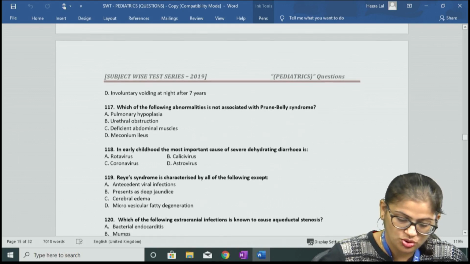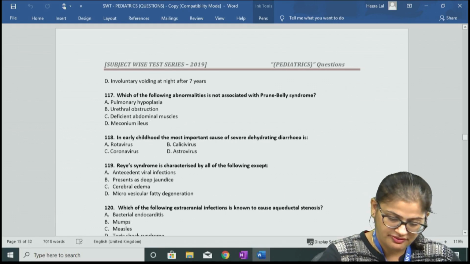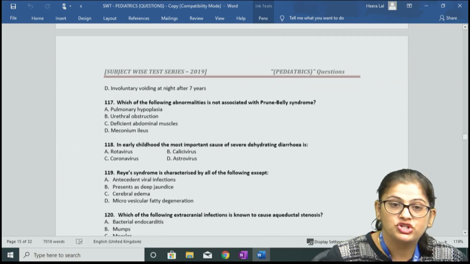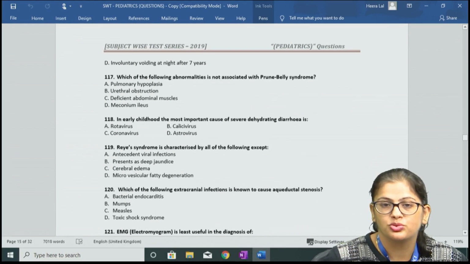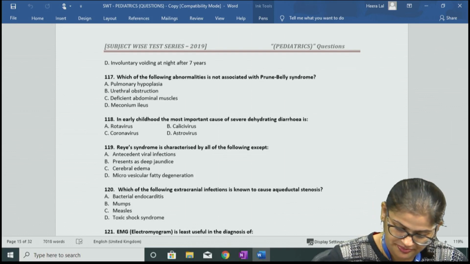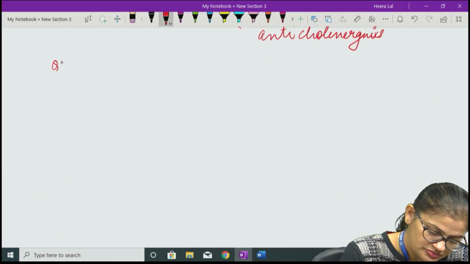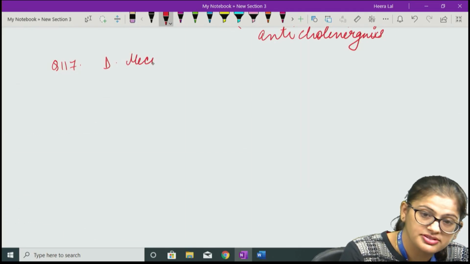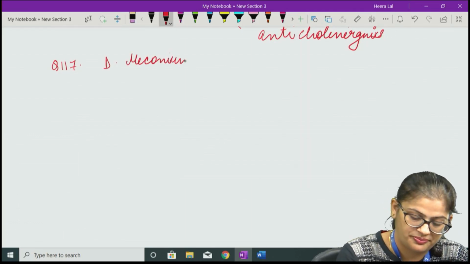So next we come on to question number 117, and question number 117 is, which of the following abnormalities is not associated with Prune belly syndrome? And the correct answer is option number D, that is meconium ileus. So option number D, meconium ileus, is the correct answer to this question.